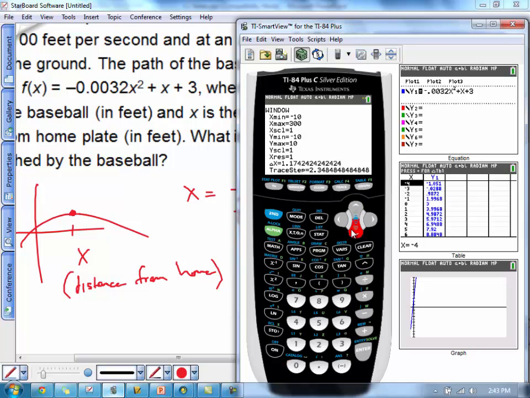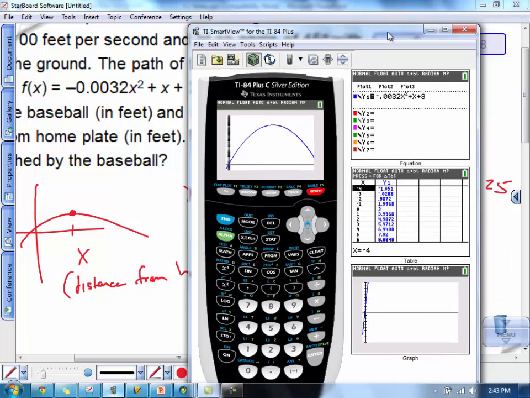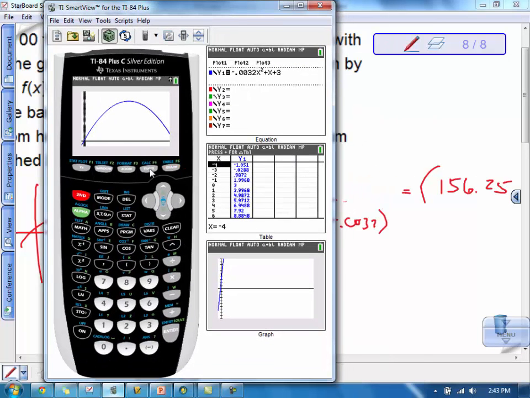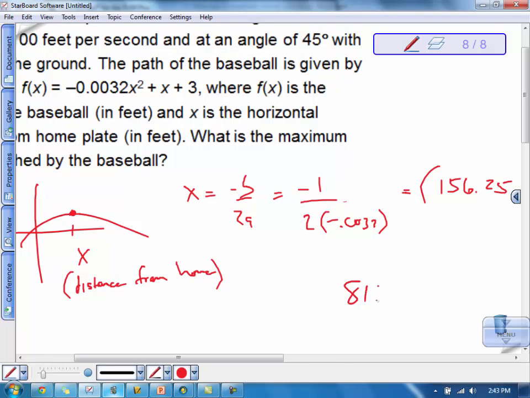And my Y max, I don't know how high the baseball goes, but I'm assuming it goes like 100 feet in the air maybe, or 50 feet in the air. So I'm going to extend the graph like that so I can see the parabola. Now, if I want to know where the maximum is, because I already know the x-coordinate, one easy way to do it is do second calculate value at 156.25. Because that is the maximum, and that will give me the y-coordinate, which is 81.125. So I know the maximum height is 81.125 feet.